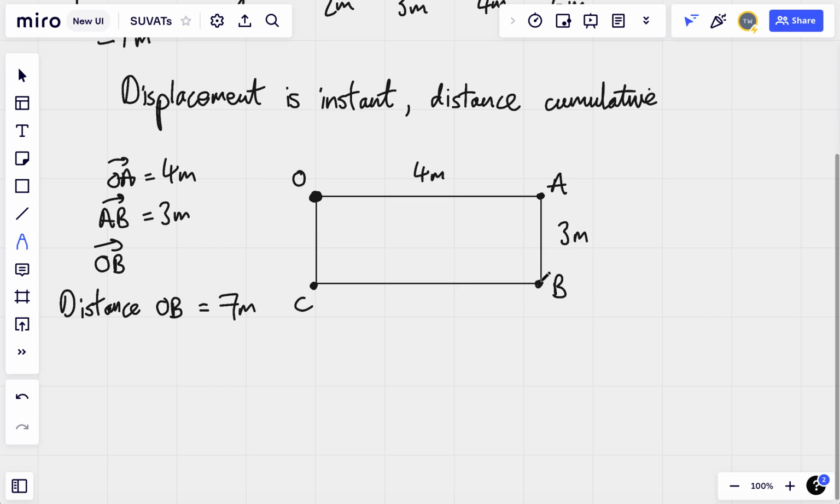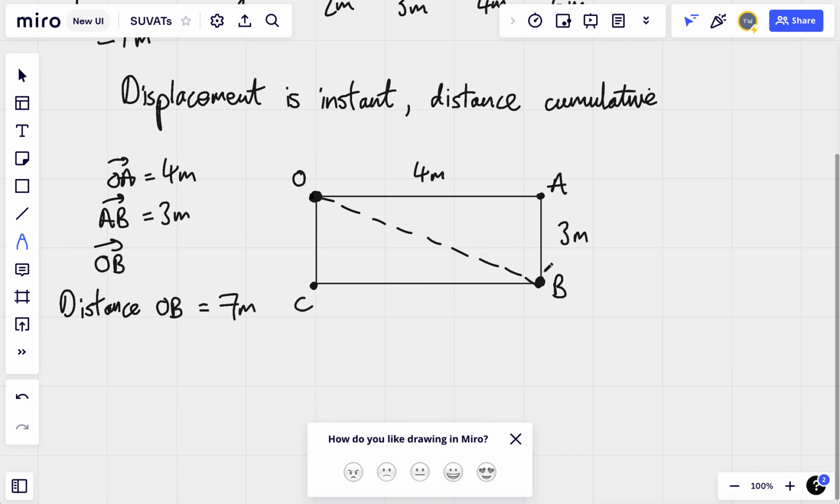However, if you are at B, your displacement is not 7. If you're at B, I'll draw a line here. Okay. So if I draw a dotted line from O to B, we can actually work out what this length is from O to B. It's a simple one. It's a Pythagorean triple. 3, 4, 5.